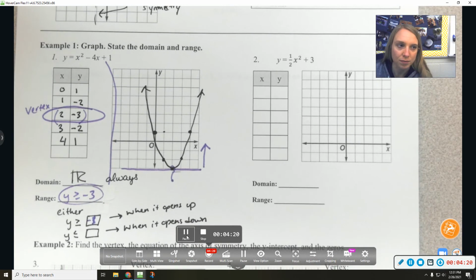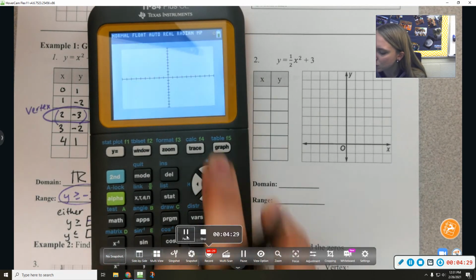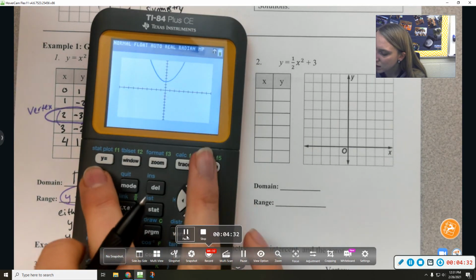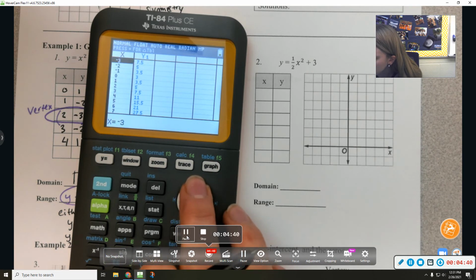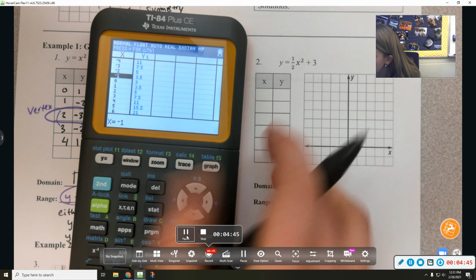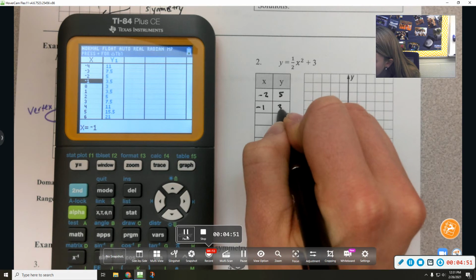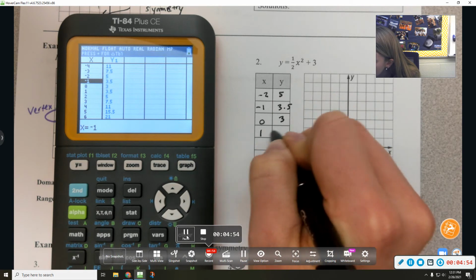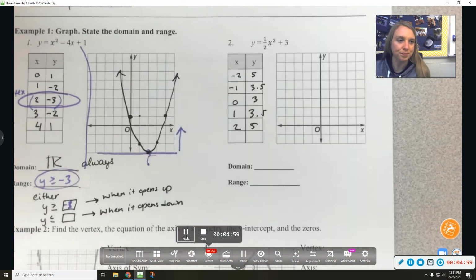Okay, let's try the next one. Y equals 1/2, so 1 divided by 2, x squared plus 3. Graph it. Second table, same thing. Let's find our repeating values. Yeah, we might have to go up a little bit. So I've got my 3.5, 3, 3.5. That's where it's repeating. So we'll do negative 2, 5. Negative 1, 3.5, 0, 3, 1, 3.5, 2, and 5. That works for me.